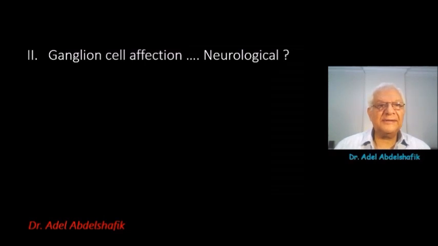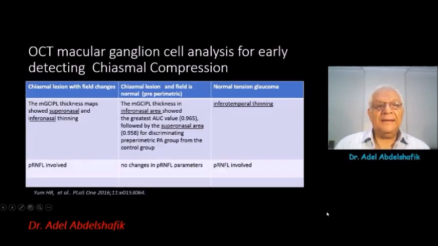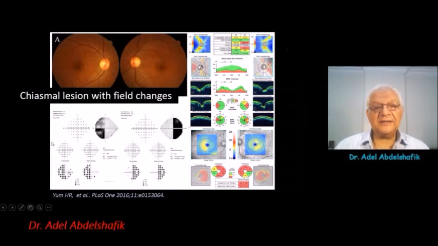The last thing is ganglion cells help in neurological affection. In case of chiasmal compression, ganglion changes occur, but the idea is they occur in the supranasal and infranasal, in comparison to glaucoma, which occurs in the temporal. So this is an example of chiasmal affection with field changes typical of neurological affection.